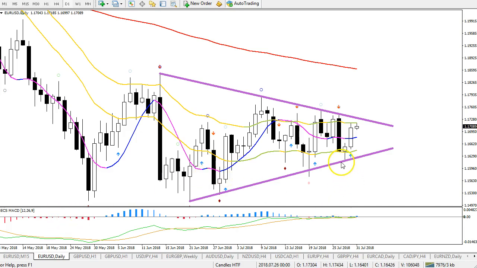We expected a bullish bounce here at the bottom of the triangle indicated by these purple trend lines, support and resistance of that chart pattern. And you can see that price did indeed bounce and is approaching yet again the resistance of that triangle. So will price break or bounce?